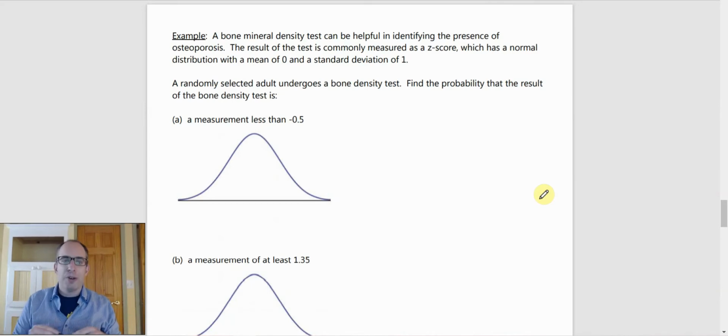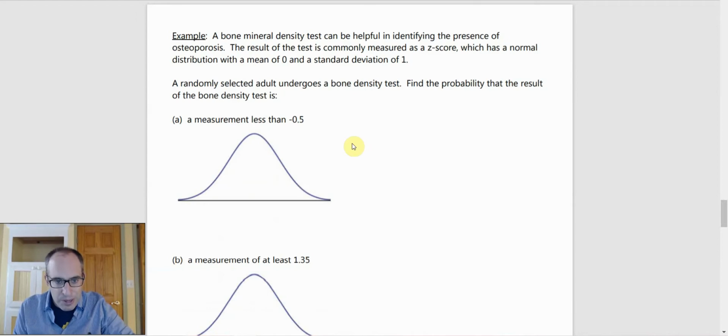All right, so let's say a randomly selected adult undergoes a bone density test, and we want to find the probability that the result of the bone density test is, for the first one, less than negative 0.5. I think it helps to draw the pictures here, and that's why I have these little curves in here. That way you can check it against what you've got in StatCrunch. If your StatCrunch picture looks like your hand-drawn picture, then you're probably in the right place. I think the drawing helps.